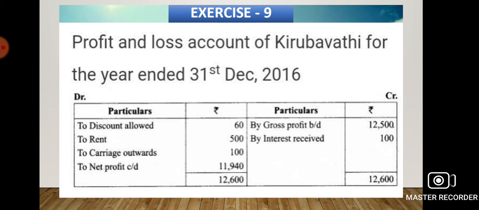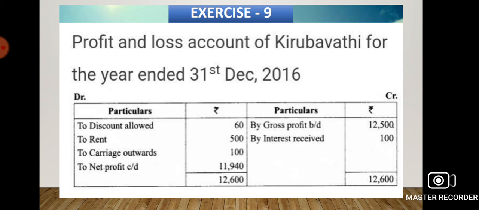So gross profit will appear in the credit side. So by gross profit 12,500. Then discount allowed will be showing in the debit side. To discount allowed 60 rupees. To rent, one of the expenses is there. So to rent 500, debit side enter பண்றோம். Then received item interest received, so credit side la by interest received 100 rupees. Then carriage outward, one of the expenses is there. So debit side நம்ம enter பண்றோம்.